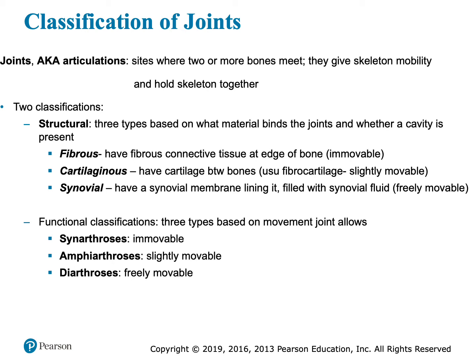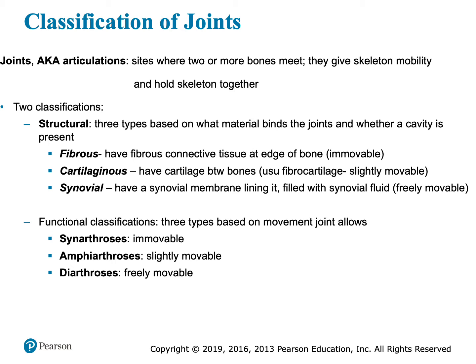A cartilaginous joint has cartilage between the two bones, and they are usually referring to fibrocartilage, and it moves somewhat. So therefore, it is an amphiarthrotic joint. So cartilaginous joints are amphiarthrosis. And examples would be your back, so doing that back bend, or your pubic symphysis. These are semi-movable joints, slightly movable joints.